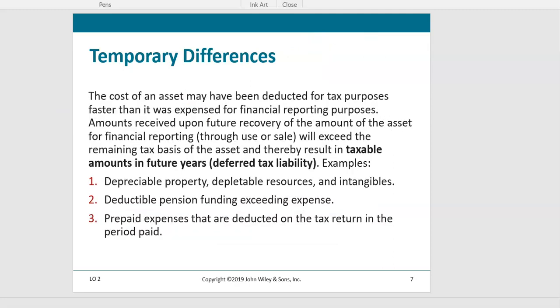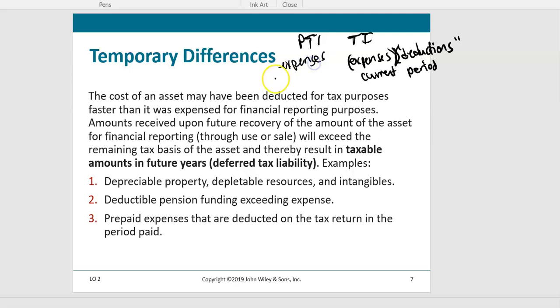And finally, the fourth scenario for how pre-tax income can differ from taxable income. The cost of an asset was deducted for tax purposes. So what are we saying here? Expenses, we call them expenses under GAAP, we call them deductions. So I'll use expenses in parentheses. We really call these deductions under tax. In the current period, our expenses or deductions are higher for taxable income than they are recognized in pre-tax income. Expenses are either not recorded or lower.